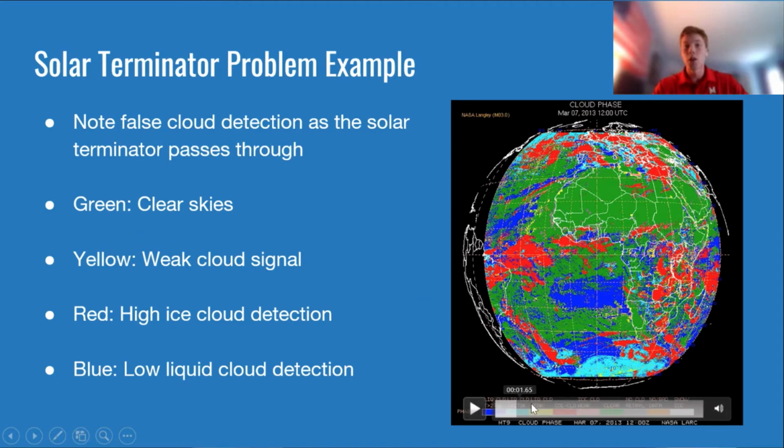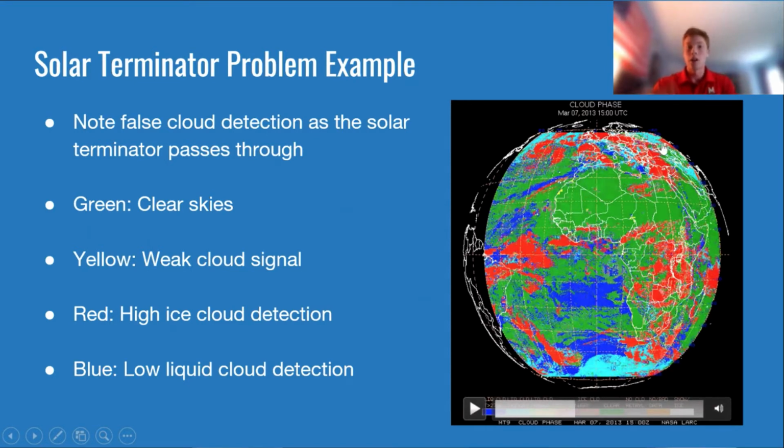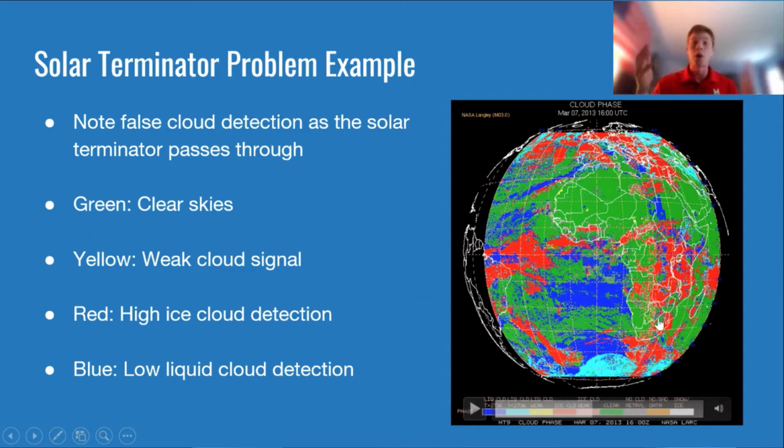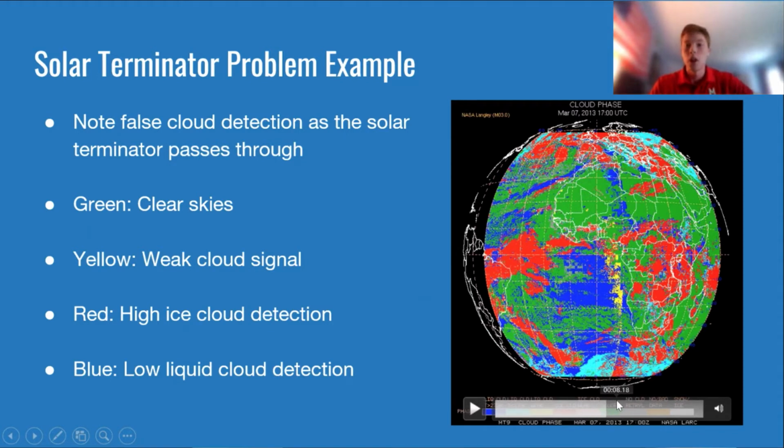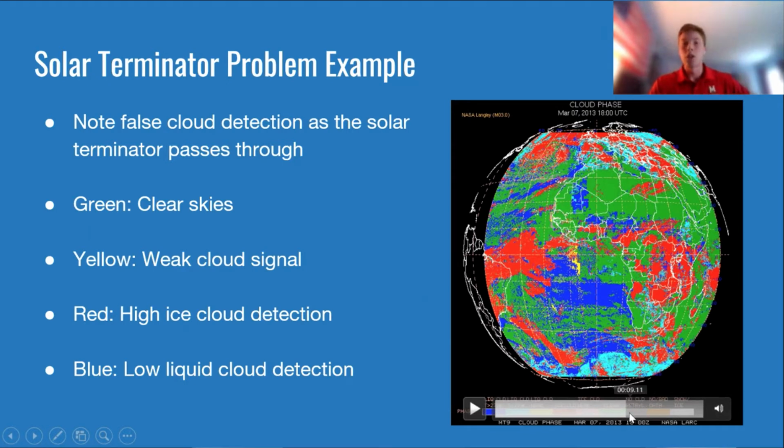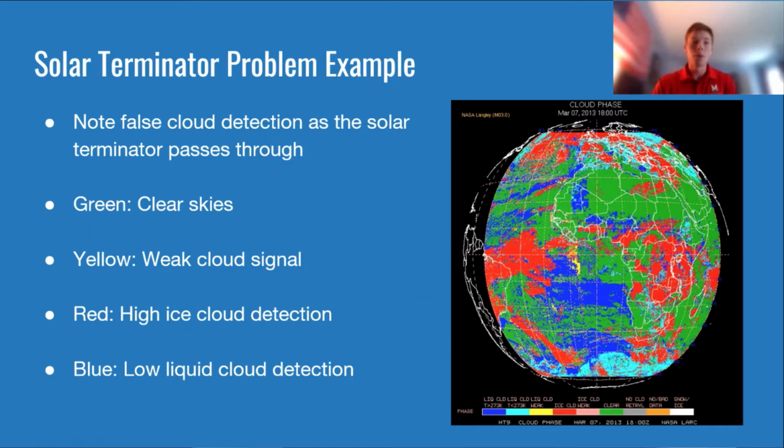If I go through this animation, I'd like to point your attention to the right side of the screen. You can see a faint line going from the North and South Pole. And as it traverses the globe, it brings with it a band of false cloud detection. This is the terminator line, and all of the false cloud detection it's bringing with it is causing problems in these figures. Eventually it'll traverse the whole globe and bring with it a lot of false cloud detection that we want to clear up.